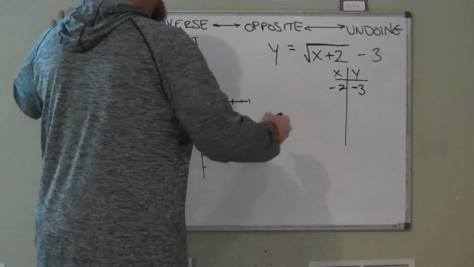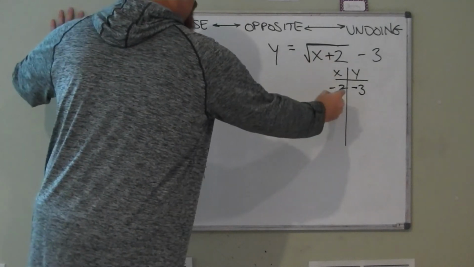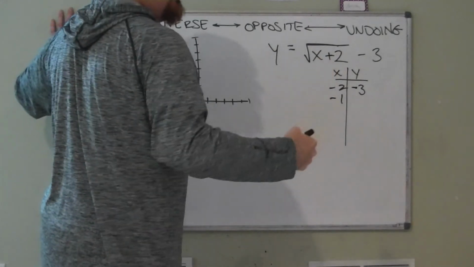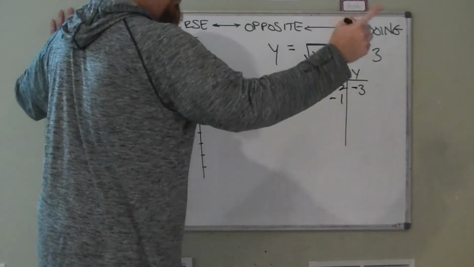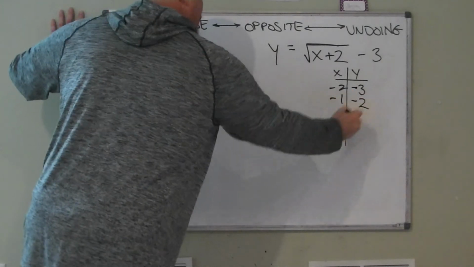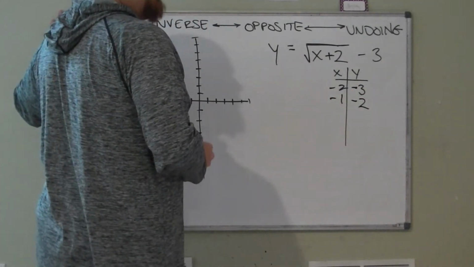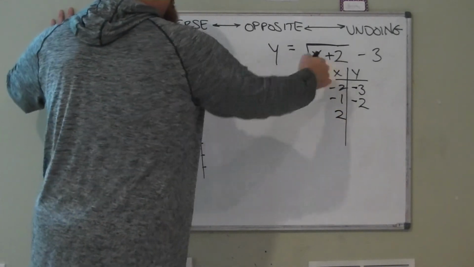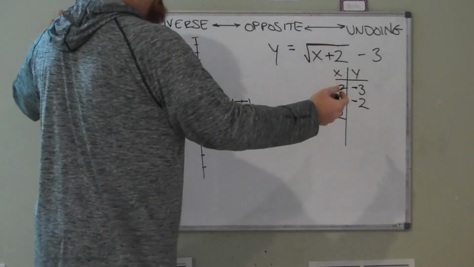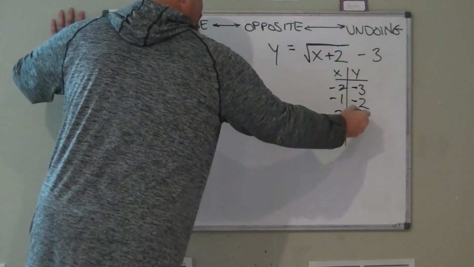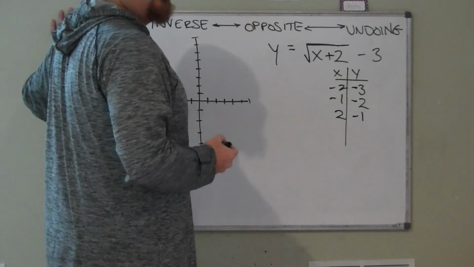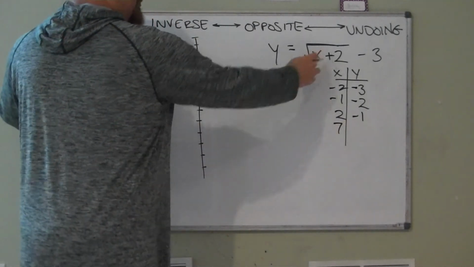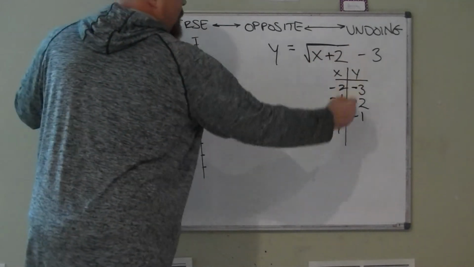Next, how about negative 1? Negative 1 plus 2 is 1, the square root of 1 is 1, and 1 minus 3 is negative 2. The next number that makes sense, how about 2? 2 plus 2 is 4, the square root of 4 is 2, and 2 minus 3 is negative 1. Then the next number is 7, because 7 plus 2 is 9, the square root of 9 is 3, and 3 minus 3 is 0.